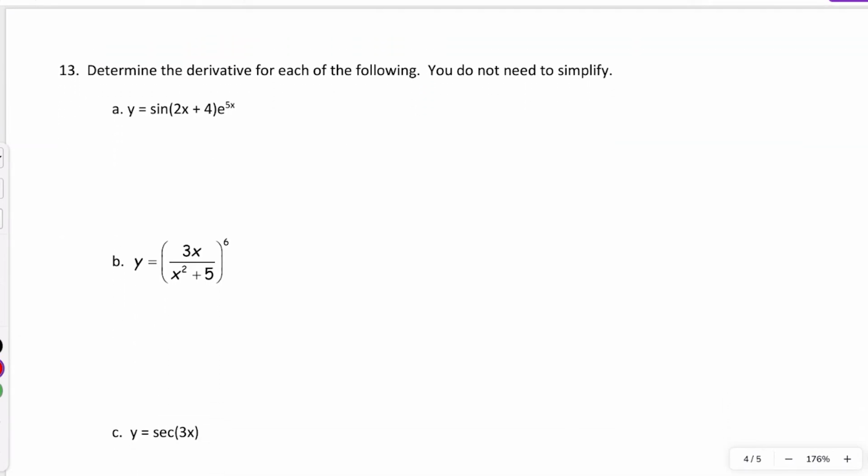Number 13, we're going back to the good old chain rule. Hope you guys are ready for this. Now, this is going to have not only the chain rule, but the product rule as well, because we're multiplying sine by e to the 5x. So this is like my f, and this is my g, and I know the product rule here is the derivative of a product is equal to the derivative of the first times the second, plus the first times the derivative of the second.